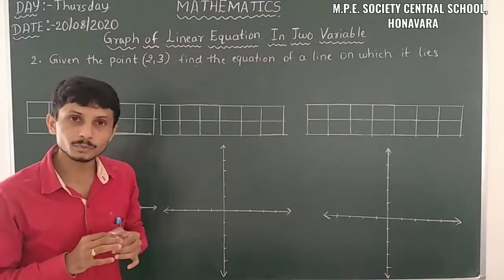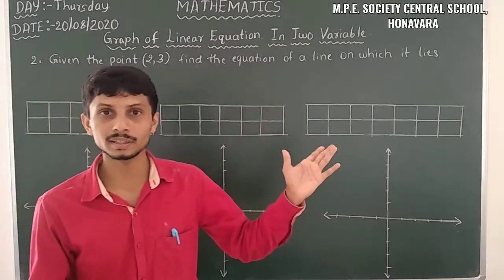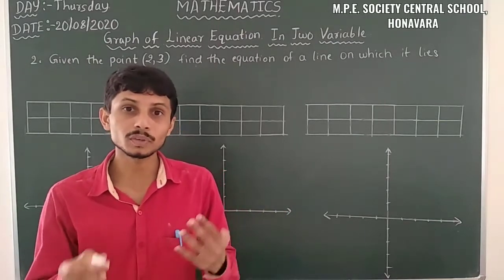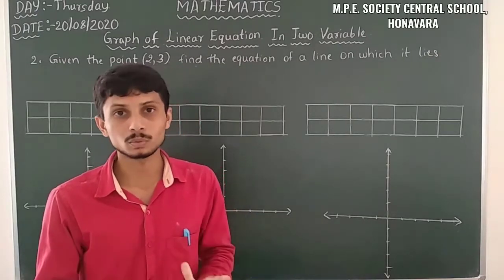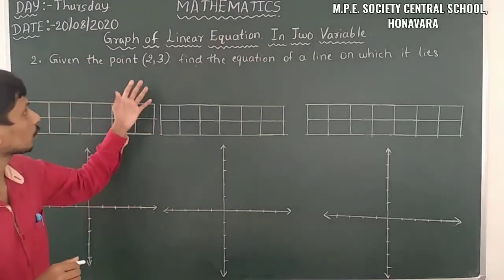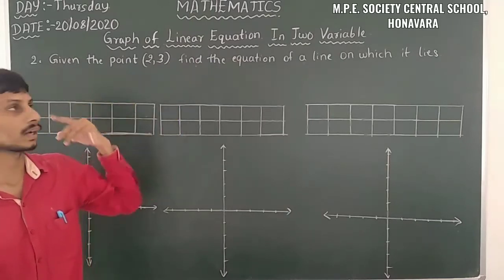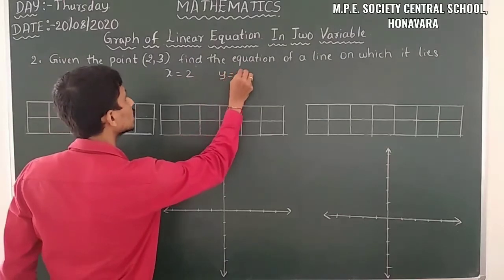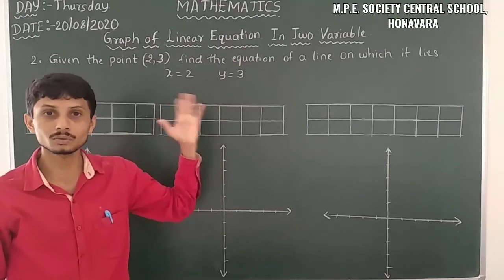Okay, so for that, first, the x coordinate is 2 and the y coordinate is 3. So that means x is equal to 2 and y is equal to 3 here. We have to make our equation firstly. So we have to take one as the x and another one as the y. That means x is equal to 2 and y is equal to 3. From those terms, we have to find out the equations.